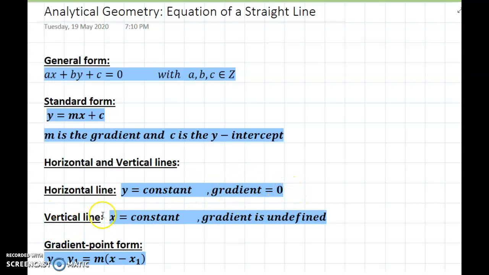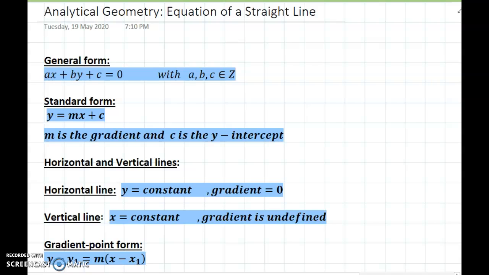Then you get the vertical line. Here x is equal to a constant, so you have a vertical line. It will cut the x-axis, and all along that vertical line the x value will be the same. It's like your wall, it's vertical. The gradient is undefined. And then we come to another form. You've seen all these formats before, somewhere either in algebra or somewhere along the line. You've seen, excuse the pun, those equations.